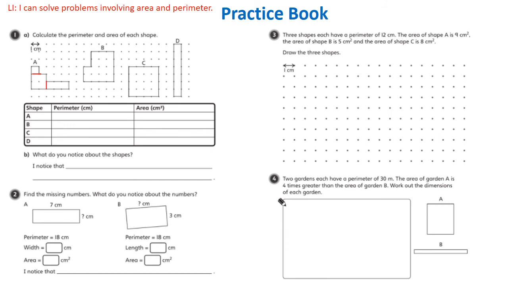Question 4. 2 gardens have a perimeter of 30 centimetres. The area of garden A is 4 times greater than the area of garden B. Work out the dimensions for each garden. So you've got to think about what the size of the sides could be. What could the length be? What could the width be for each one? So in garden B, if the width was 1, what would the length be? It's 4 times bigger. If the width was 2, what would the length be? Keep going until you find a perimeter of 30.